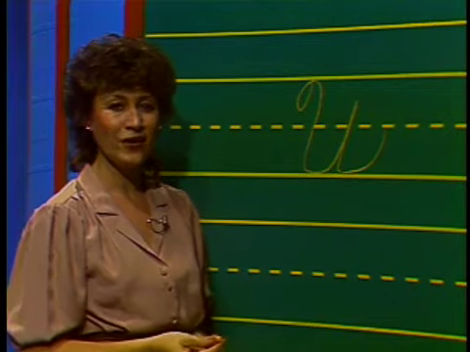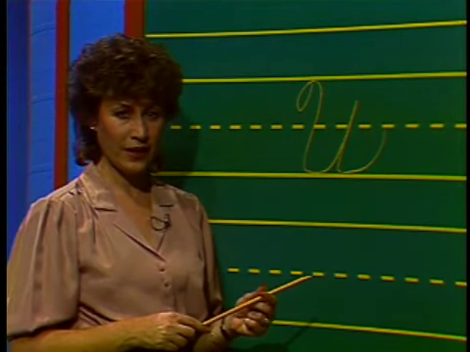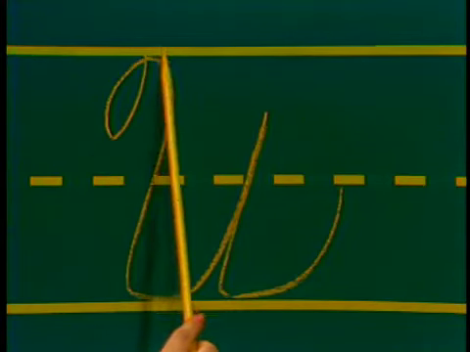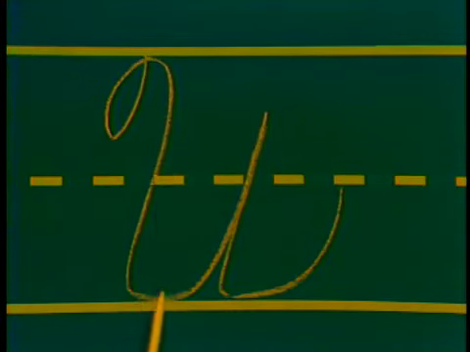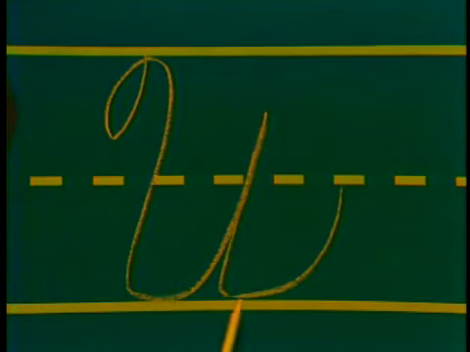Hold your pencil in the air and write the capital letter U as I trace this one. Ready? Begin. Vertical loop, overcurve, slant, undercurve up, now slant and undercurve to the midline.